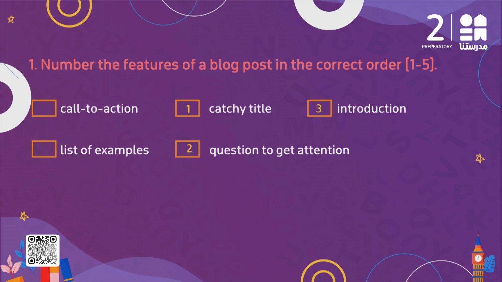So we have the title or the big heading, then we have a question to grab people's attention, and then we have the introduction itself. Then list of examples, the things we're actually writing. And last, we need a call to action. So we say call to action, call to action.